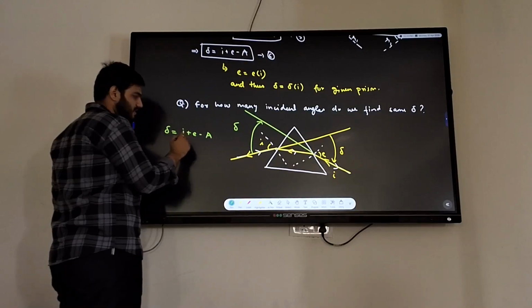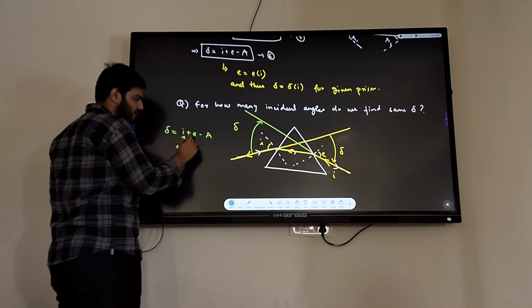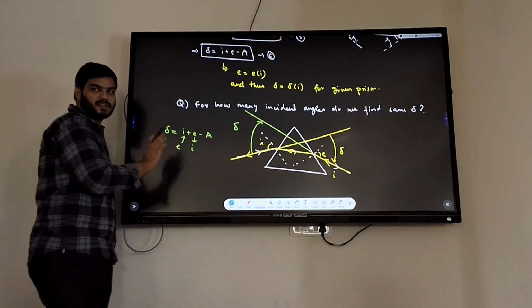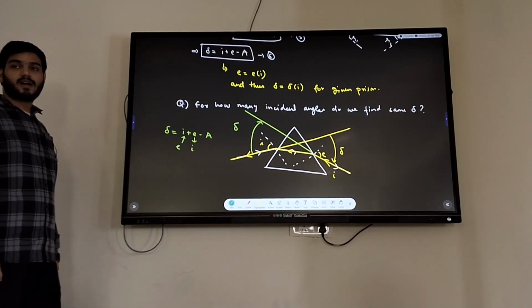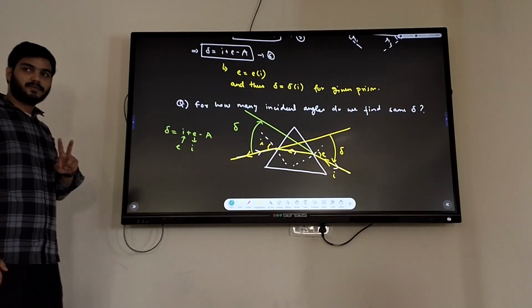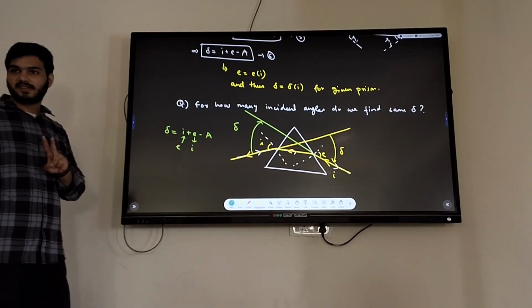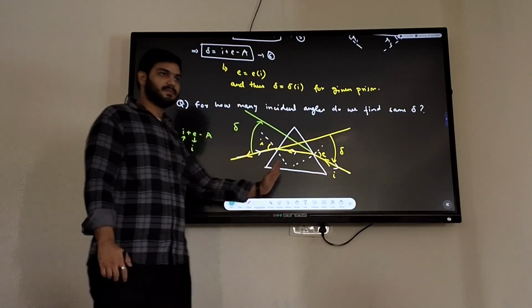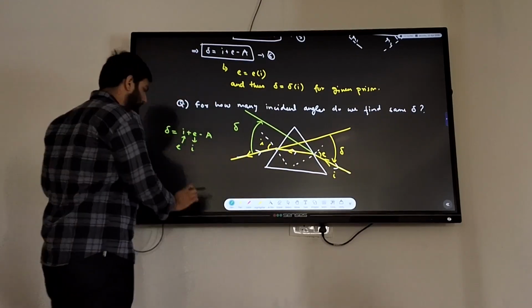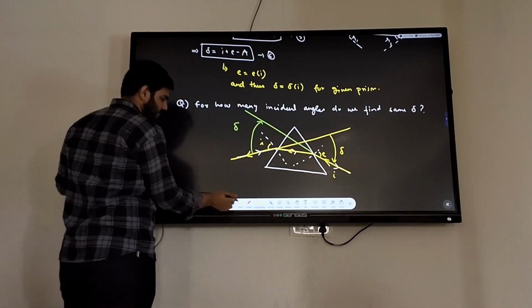I plus E. So if I change I to E and E to I, will it change? Nothing will happen, right? It will be the same delta. So for how many angles of I do you find the same delta? 2. You find it for 2 angles. Do you understand? Because it's symmetric. It follows the same path.